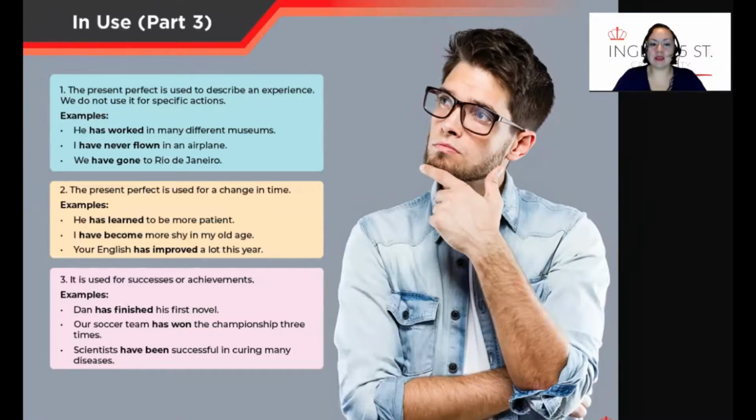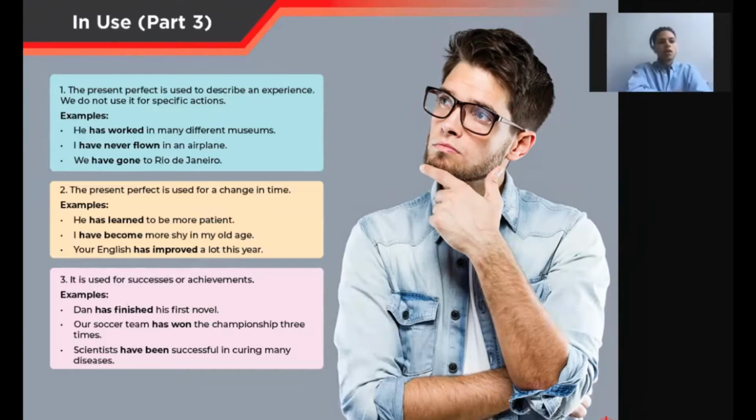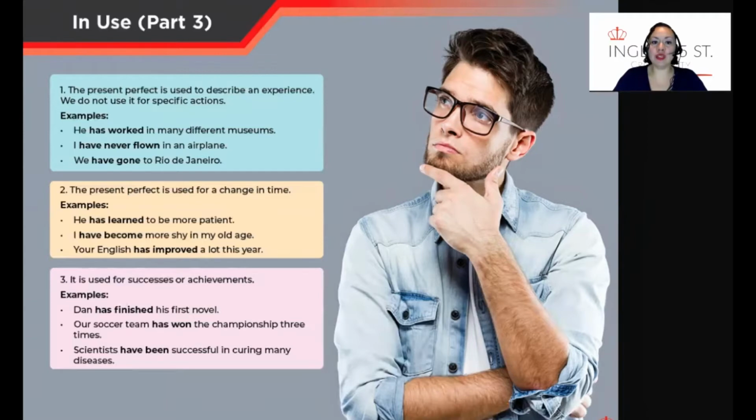Just the second example is I have never flown. Yes. I have never flown in an airplane. Very good. Okay, so we use present perfect also to describe an experience. Something that you did, an activity, something that you maybe haven't done in the past and you just did, and you can use it as an experience. So we have gone to Rio de Janeiro. I have never flown in an airplane, okay, until yesterday, and it was great.